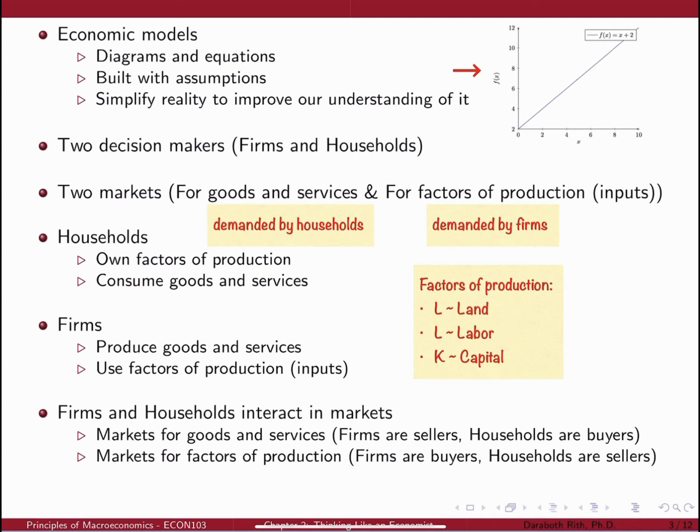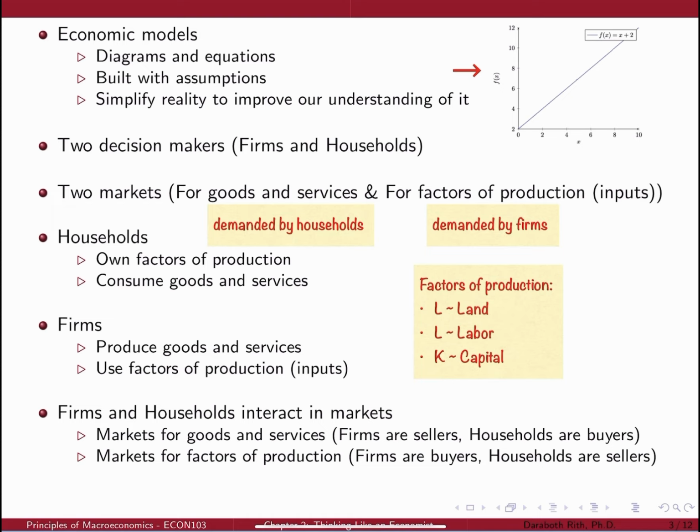Now let us consider the simple model of the economy. Here we ignore the roles of government and international trade. There are two decision makers in the model, firms and households. There are two markets, the market for goods and services and the market for factors of production.